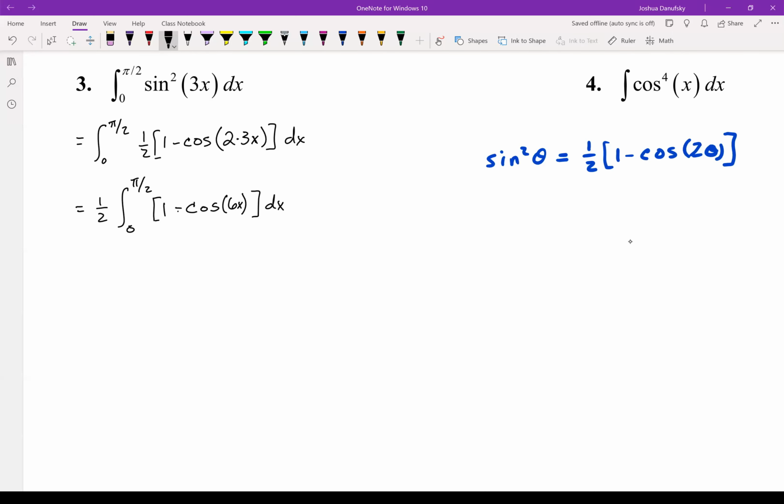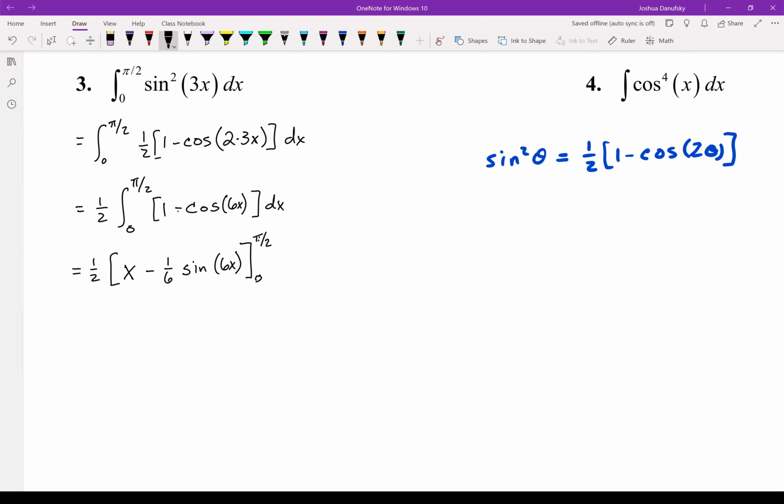And now we're ready to integrate. So we've got 1/2. Antiderivative of 1 gives us x. And from there, we'll get minus sine 6x. And of course, if I take the derivative of sine 6x, I'll get cosine 6x times 6 because of the chain rule. So I'm going to need a 1/6 in front, like that.